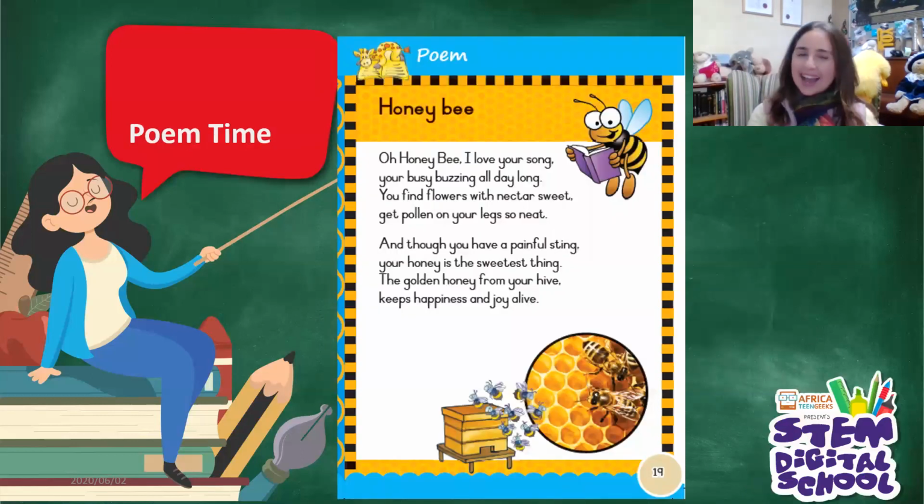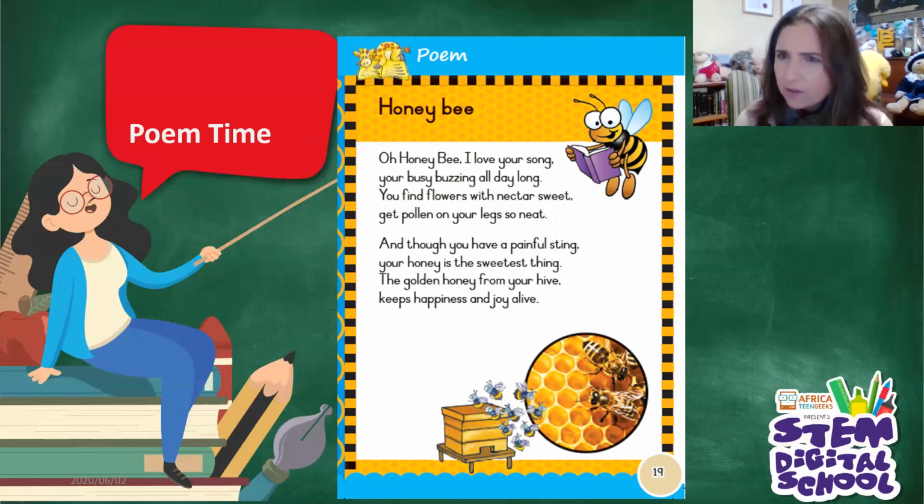Wow. Poem time. It's the honeybee. Listen carefully. Are those ears still on? Oh, honeybee, I love your song. You're busy buzzing all day long. You find flowers with nectar sweet, get pollen on your legs so neat. And though you have a painful sting, ouch, your honey is the sweetest thing. Yum. The golden honey from your hive keeps happiness and joy alive.